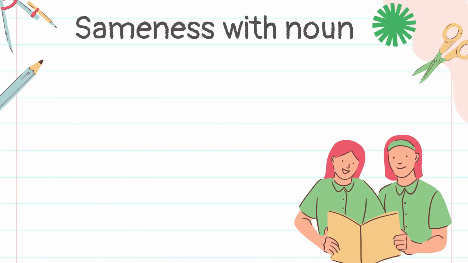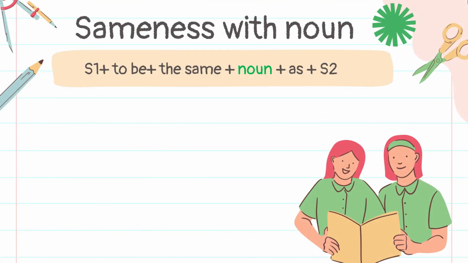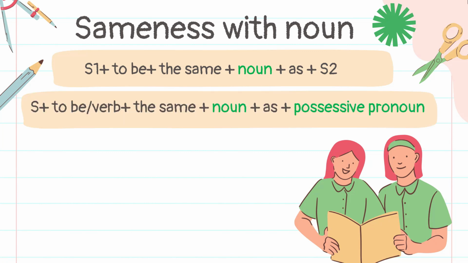Here's the form: subject plus to be plus the same plus noun plus of plus subject 2. So we have two subjects. You compare subject 1 and subject 2. Here is another form: subject plus to be, or you can use a verb, plus the same plus noun plus of plus possessive pronoun. Take a look at the examples.